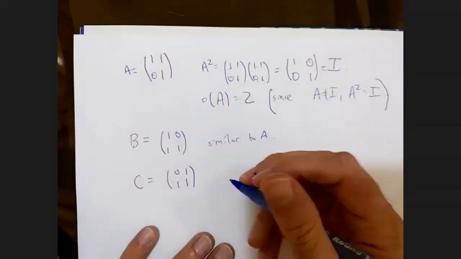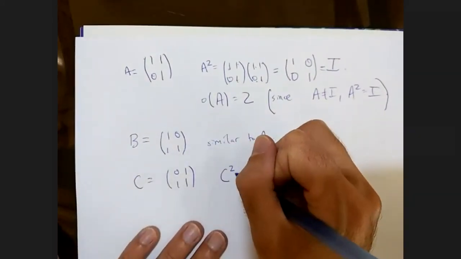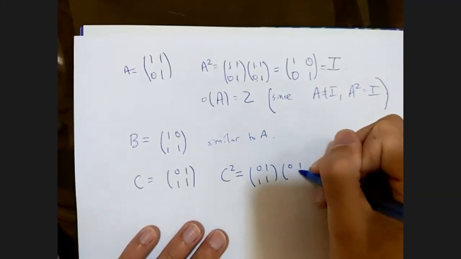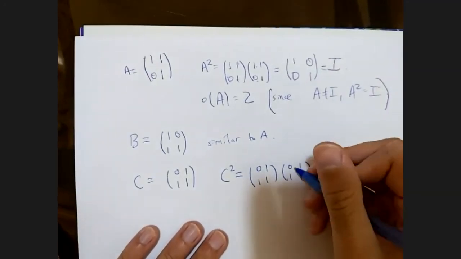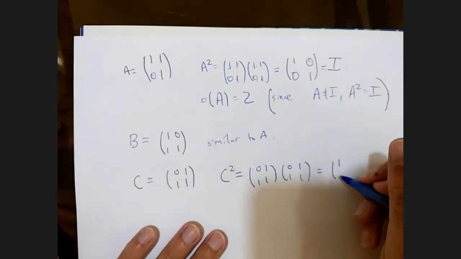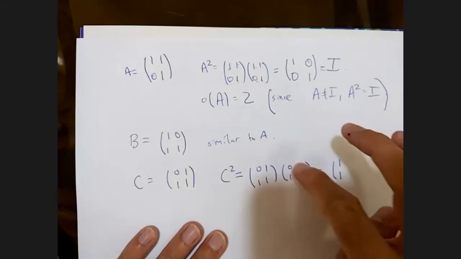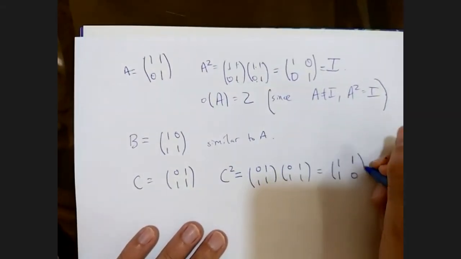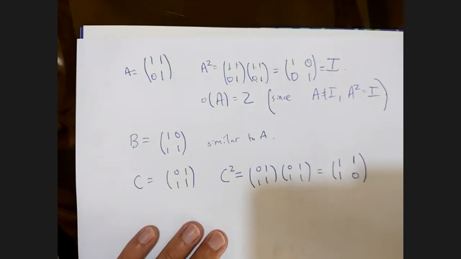So now let's try C. C squared. We compute, and we see this times this is 1. This times this is 1. This times this is 1. This times this is 0. That's C squared.